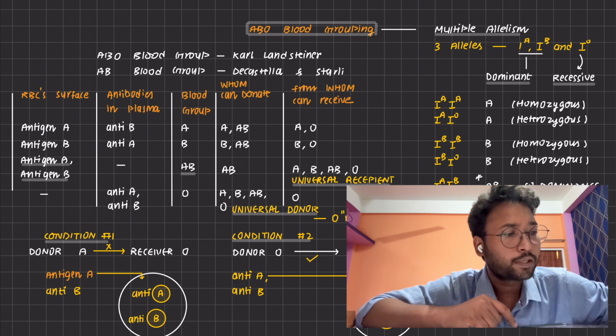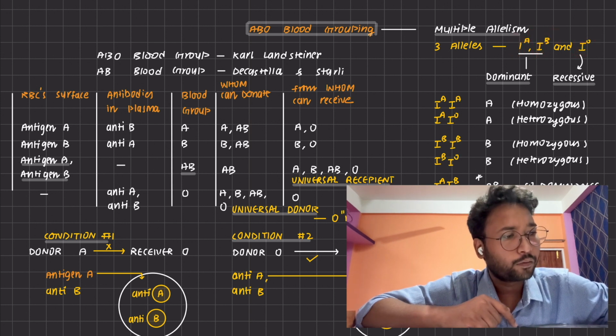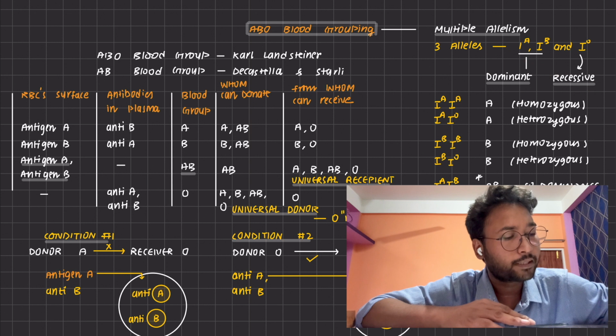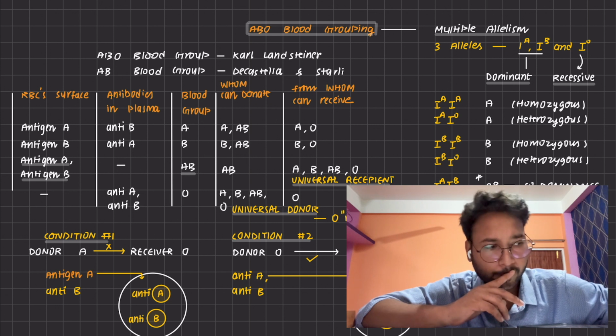IAIA is homozygous A blood group, and IAIO is also A blood group but heterozygous. As we have seen, IA and IB are dominant over IO. That is why in the heterozygous condition IAIO, the A blood group will show its effect.